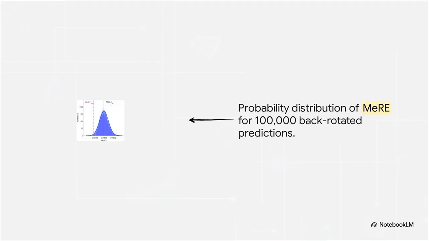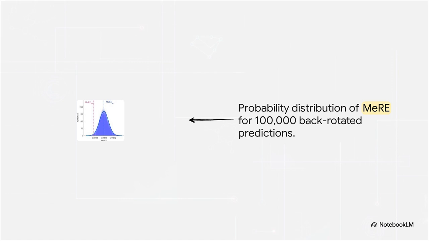To prove how well this works, the researchers generated 100,000 back-rotated predictions for a single input. Just look at this perfect normal distribution of the mean relative error. The red dashed line on the left is the error of a single initial prediction without any rotation, which actually happened to be quite accurate in this one specific lucky case.